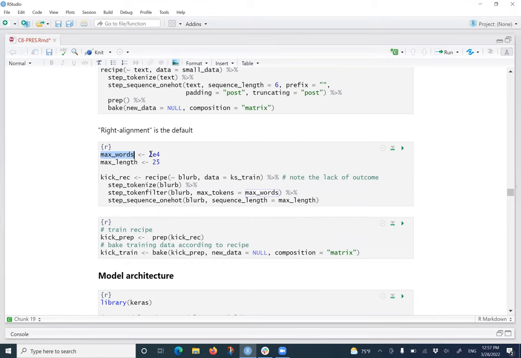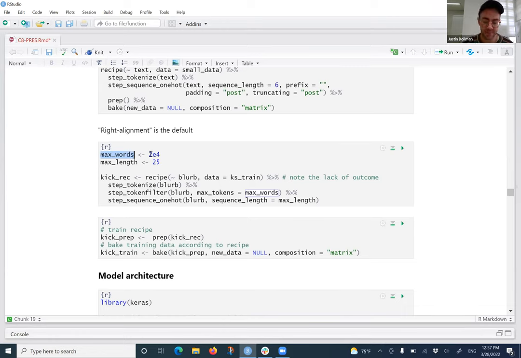So you are limiting the dictionary that you're going to train the whole model on, is that correct? Yes. Is it a parameter for the models, or is it just a kind of pre-processing? It is a pre-processing step.